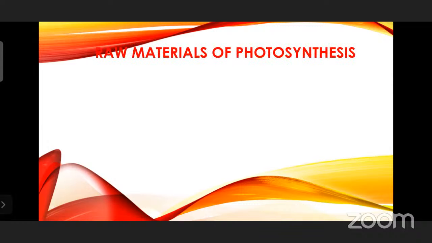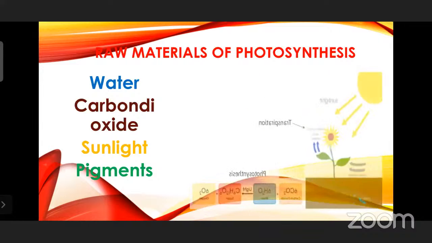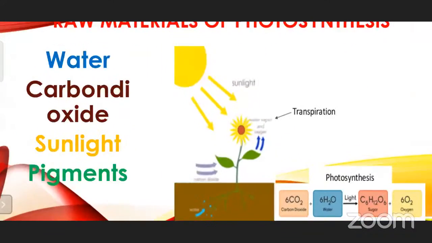Raw materials of photosynthesis. As you all know, water is a very important raw material, and carbon dioxide, CO2, is taken from the atmosphere, along with sunlight and pigments. These four are the raw materials. The pigments are going to harvest the sunlight energy, and sunlight has radiant energy. This radiant energy will be converted to chemical bond energy by utilizing carbon dioxide and H2O, that is water.